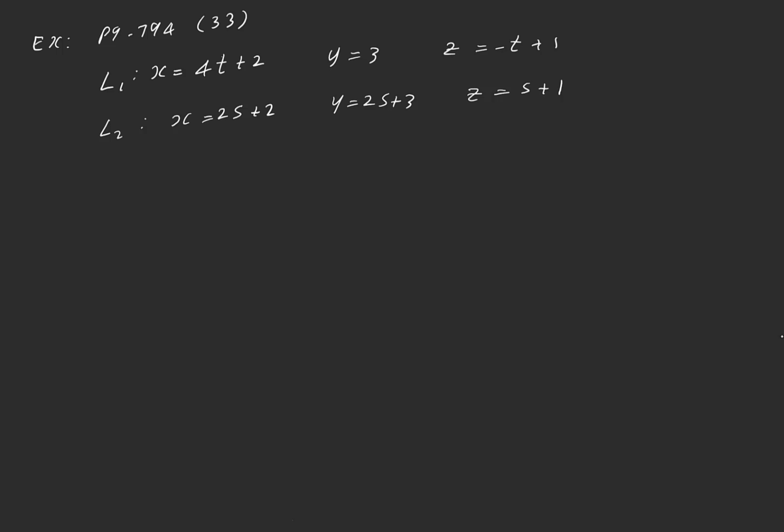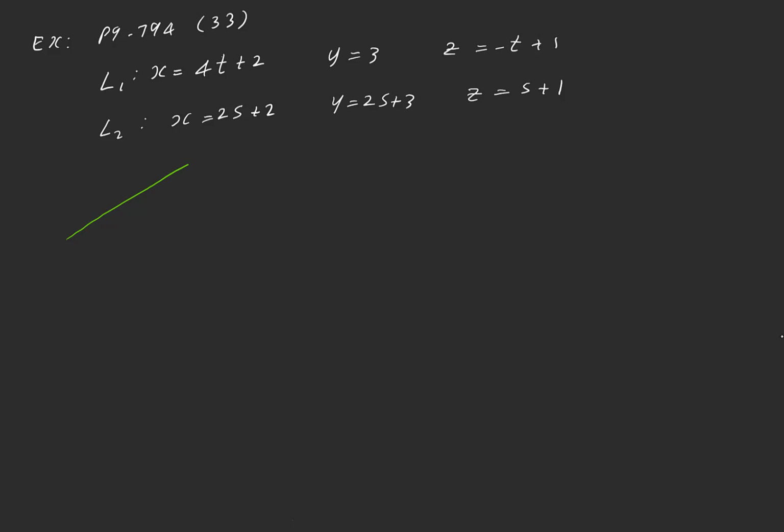This is problem number 33 of section 11.5, page number 794. There are two lines, L1 and L2. They are asking us to determine whether the lines intersect. If two lines intersect, what is the property we can use?